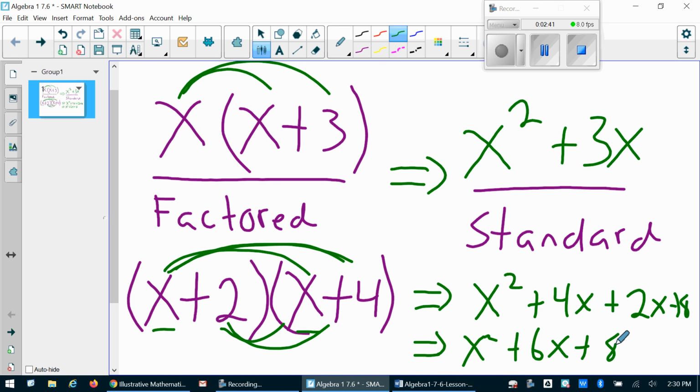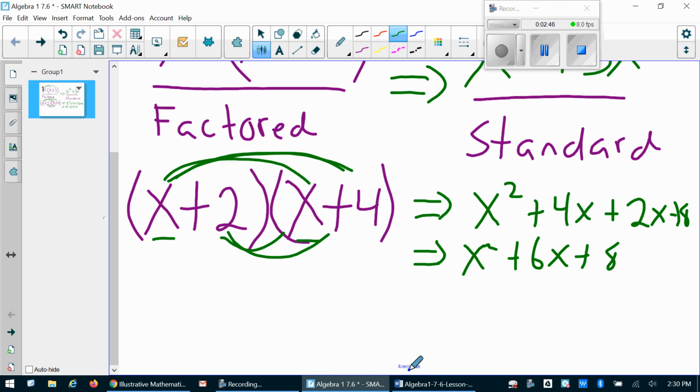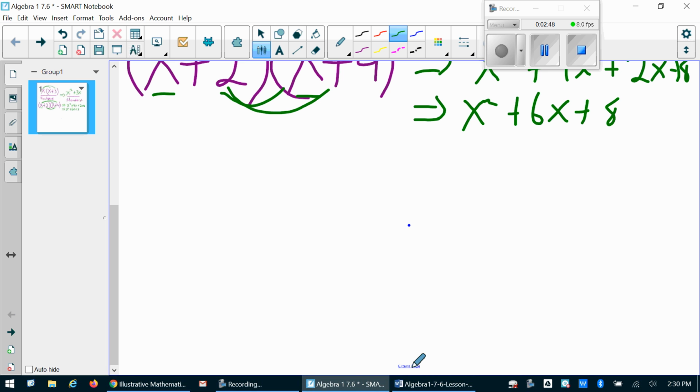That is nothing new. Today, we're going to do the opposite. You're going to go from standard to factored. And you're like, well, that shouldn't be too hard. It's going backwards. It is a little bit more difficult because you have to deal with your number sense. So if you would, I want you to go to 6.3, where it says, let's rewrite some expressions.